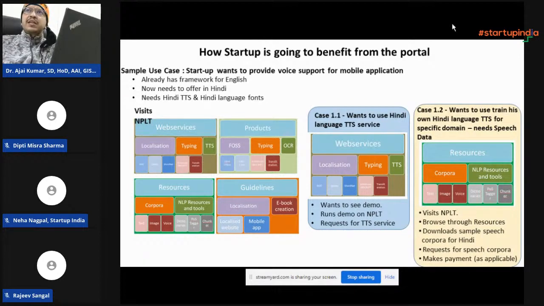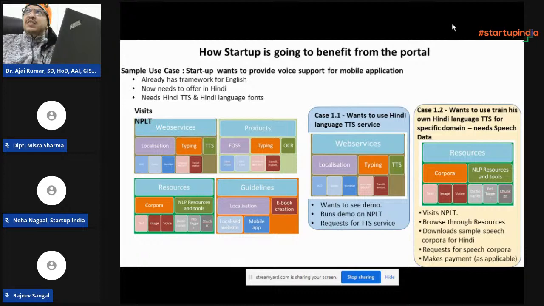So typically, as you can see, there are various kinds of resources. There are some things which are free open source. There are some things which are very high-end NLP things. So we take an example as case 1.1, where somebody has a portal or a mobile app, and you want to use text to speech as a service. So the resources are available, or they will be made available as and when the NLTM matures, and you can run a demo on the NPLT as well as request the service.